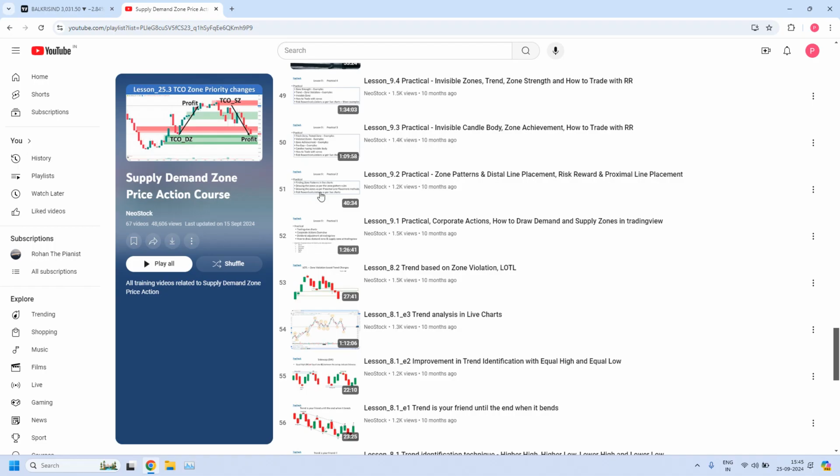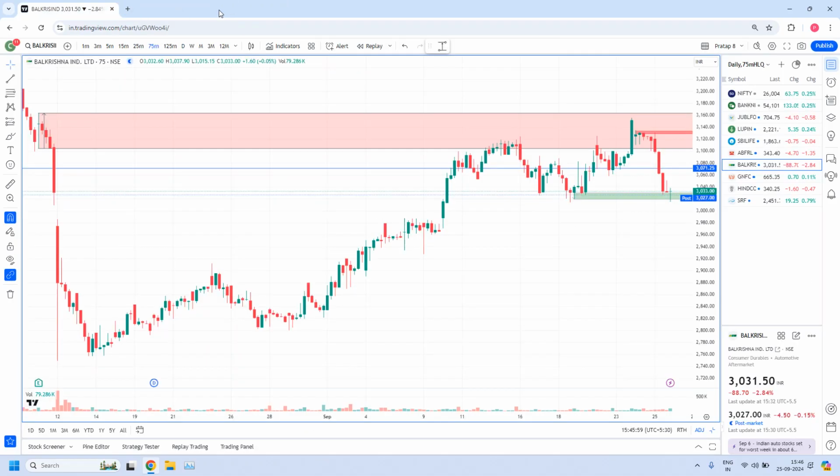Now let's get into the analysis discussion. Yesterday we identified 8 high liquidity zones from daily and 75 minutes time frame. And we got a good number of trades today. The first one is Balakrishna Industries. It is a 75 minutes high liquidity zone.